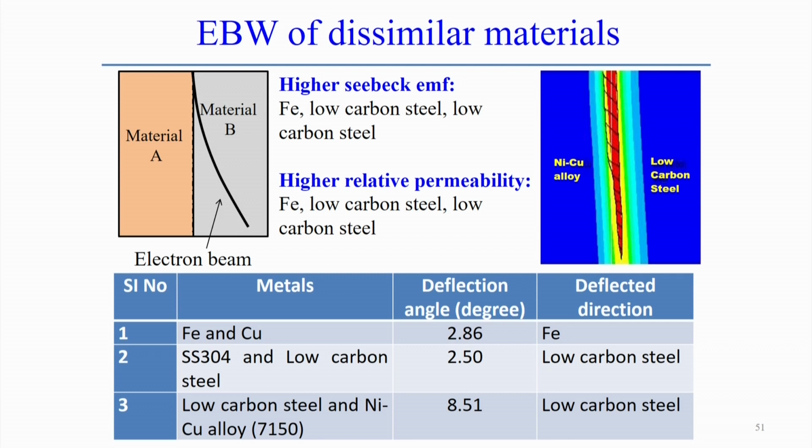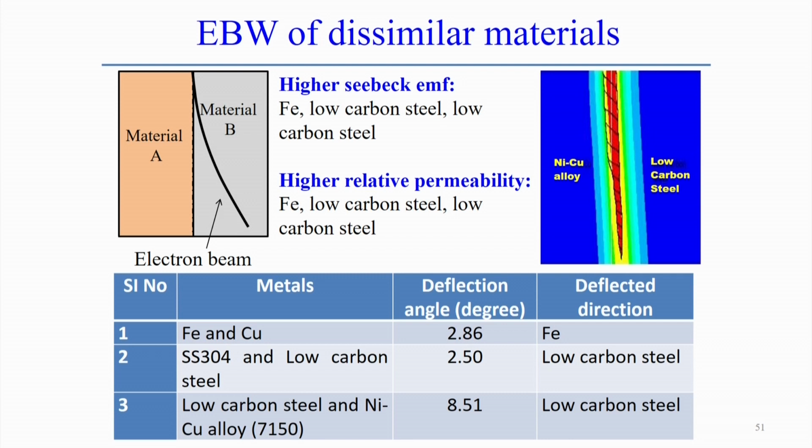But if we look into all these combinations, and try to see which has the higher Seebeck electromotive force, the Seebeck EMF that will be generated: in all these three cases, the first is iron, the second is low carbon steel and the third is also low carbon steel, which have the higher EMF generation and higher relative permeability.